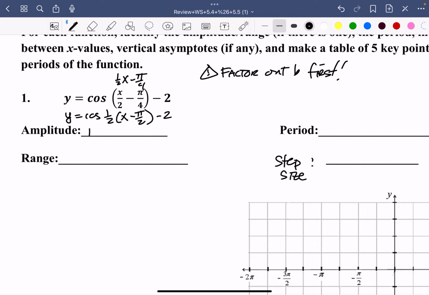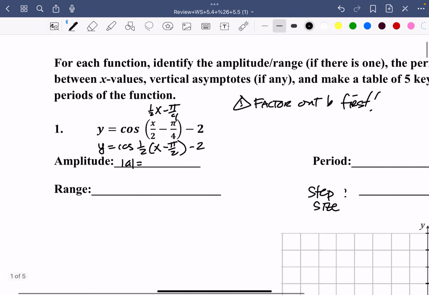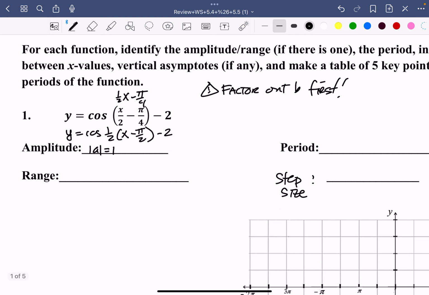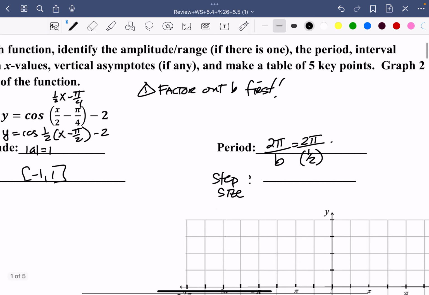Here your amplitude is absolute A, so it's 1. Your range is going to be from -1 to 1 because we haven't changed anything in terms of that. Period is always 2 pi divided by b. So in this case, it's 2 pi divided by 1/2. But dividing by 1/2 is the same as multiplying by 2. So you're going to get 4 pi.